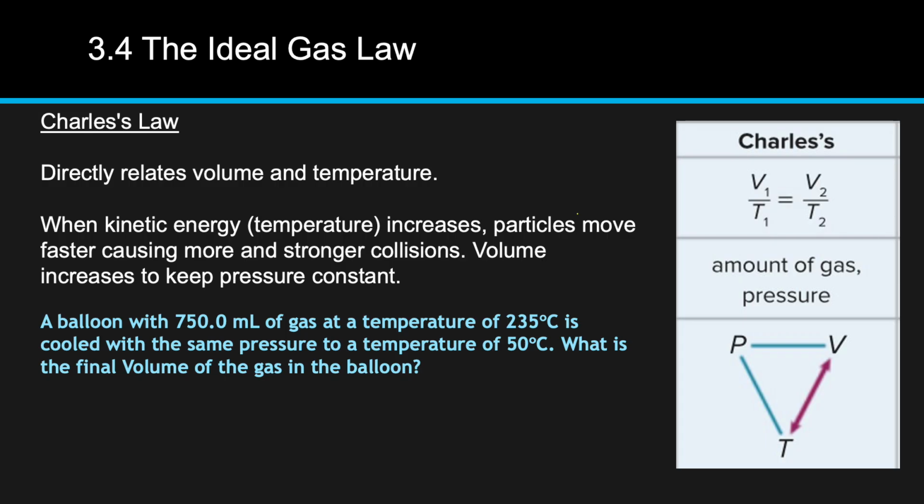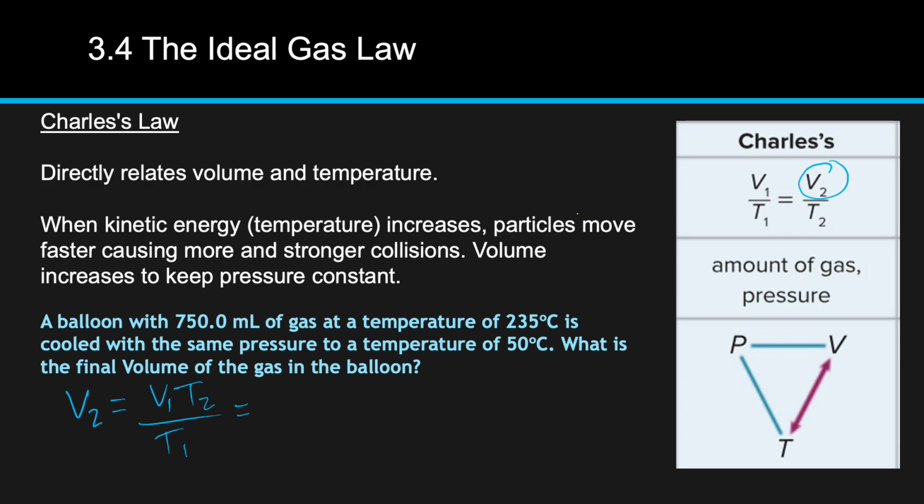For example, a balloon with 750 milliliters of gas at a temperature of 235 degrees Celsius is cooled at the same pressure to a temperature of 50 degrees Celsius. What is the final volume of the gas in the balloon? We are looking for final volume, which is V2. So our new equation will be V2 equals V1 T2 over T1.